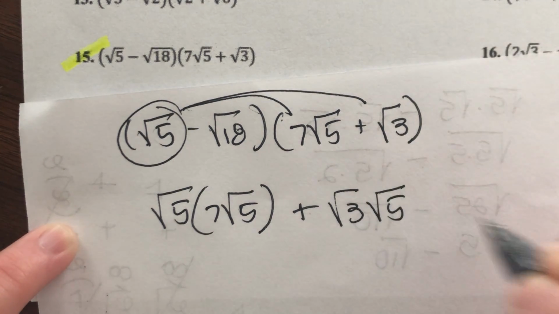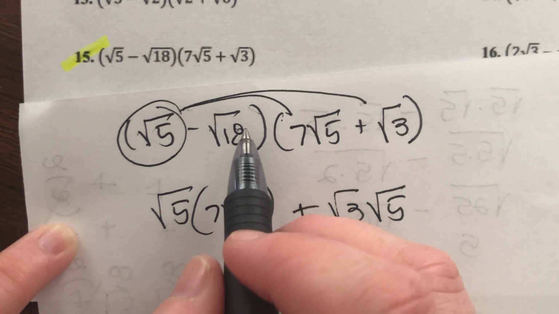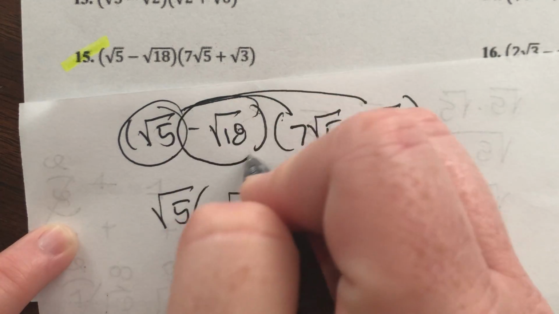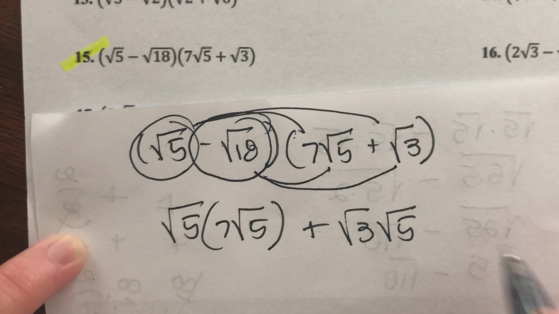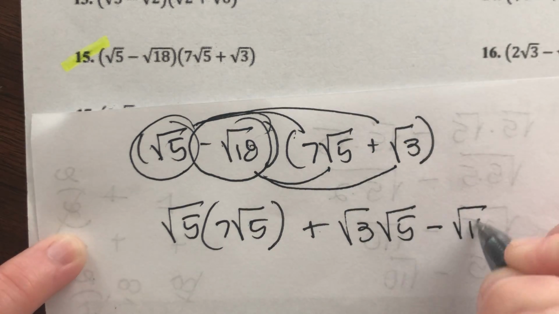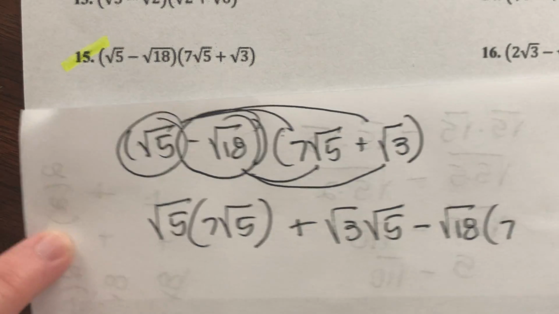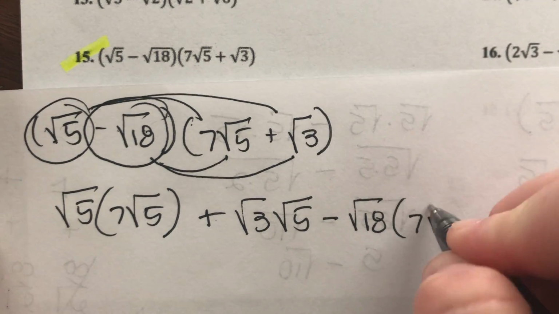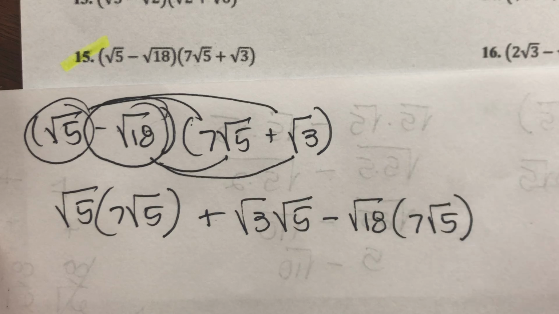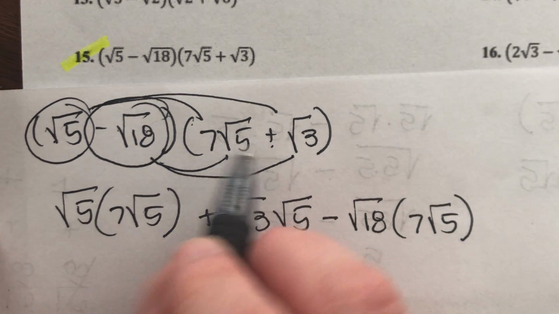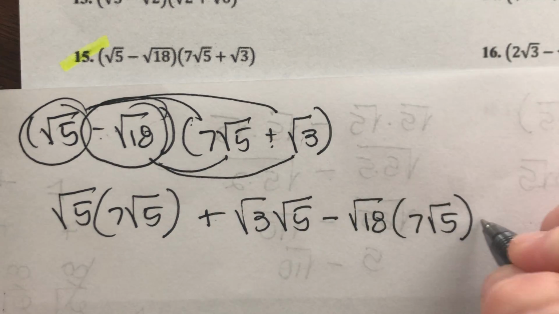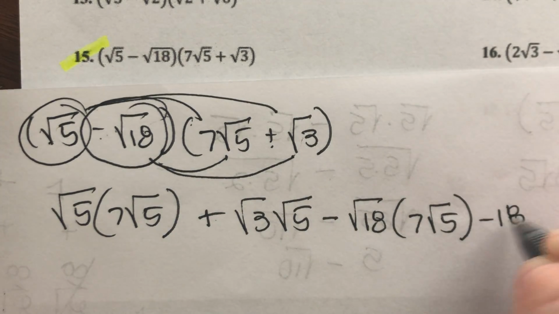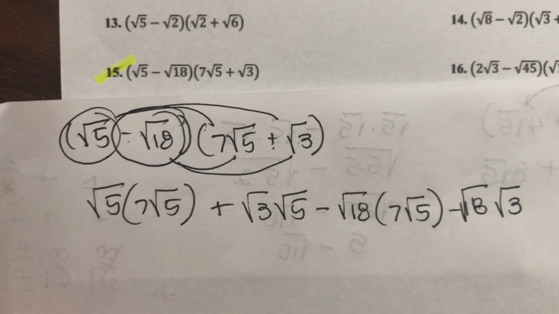I got it mixed up, but that's okay. And then I'm going to look at this second term, negative square root of 18, and multiply it by each term in the back. So minus square root of 18 times 7 square root of 5. And then I've got a plus sign here, but I'm multiplying it by a negative, so negative square root of 18 times square root of 3. I kind of squish that all in.